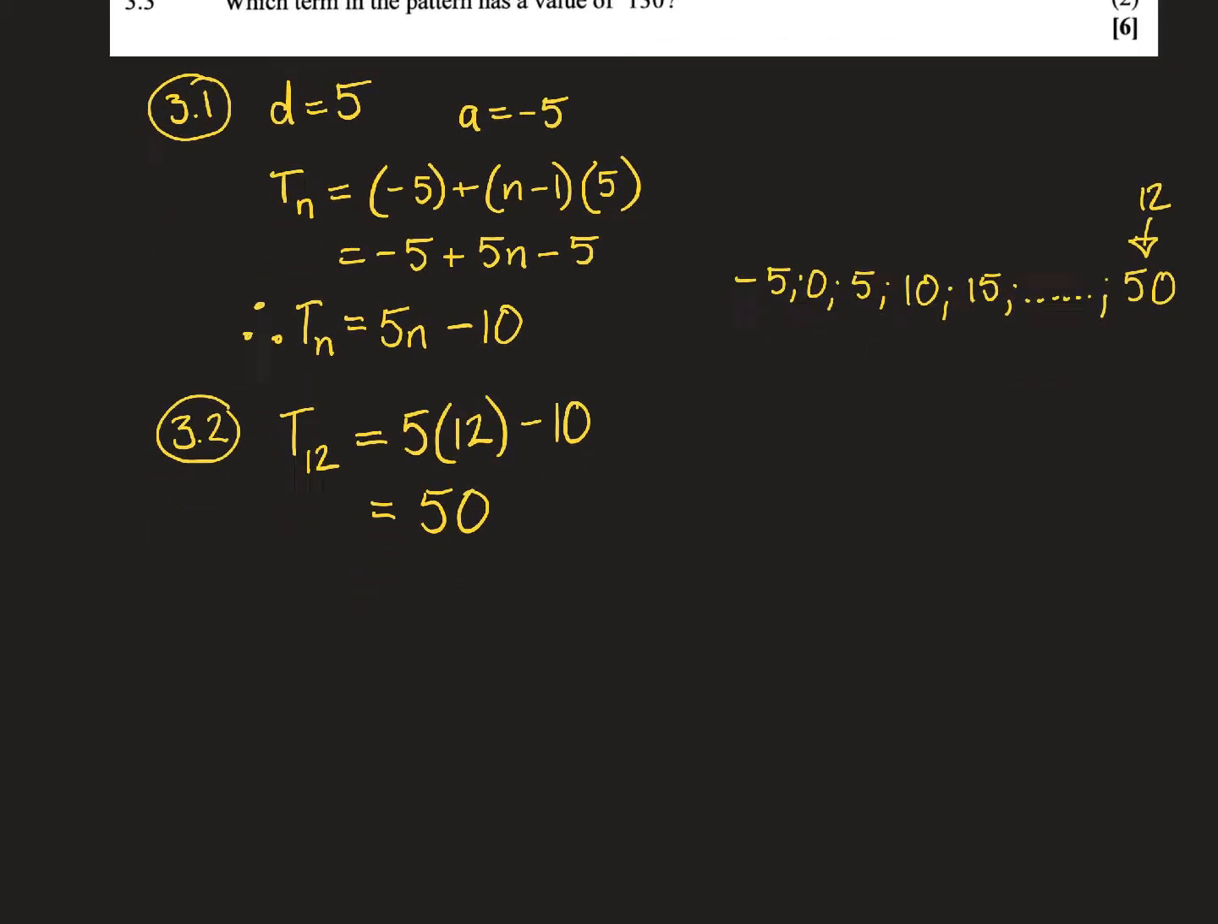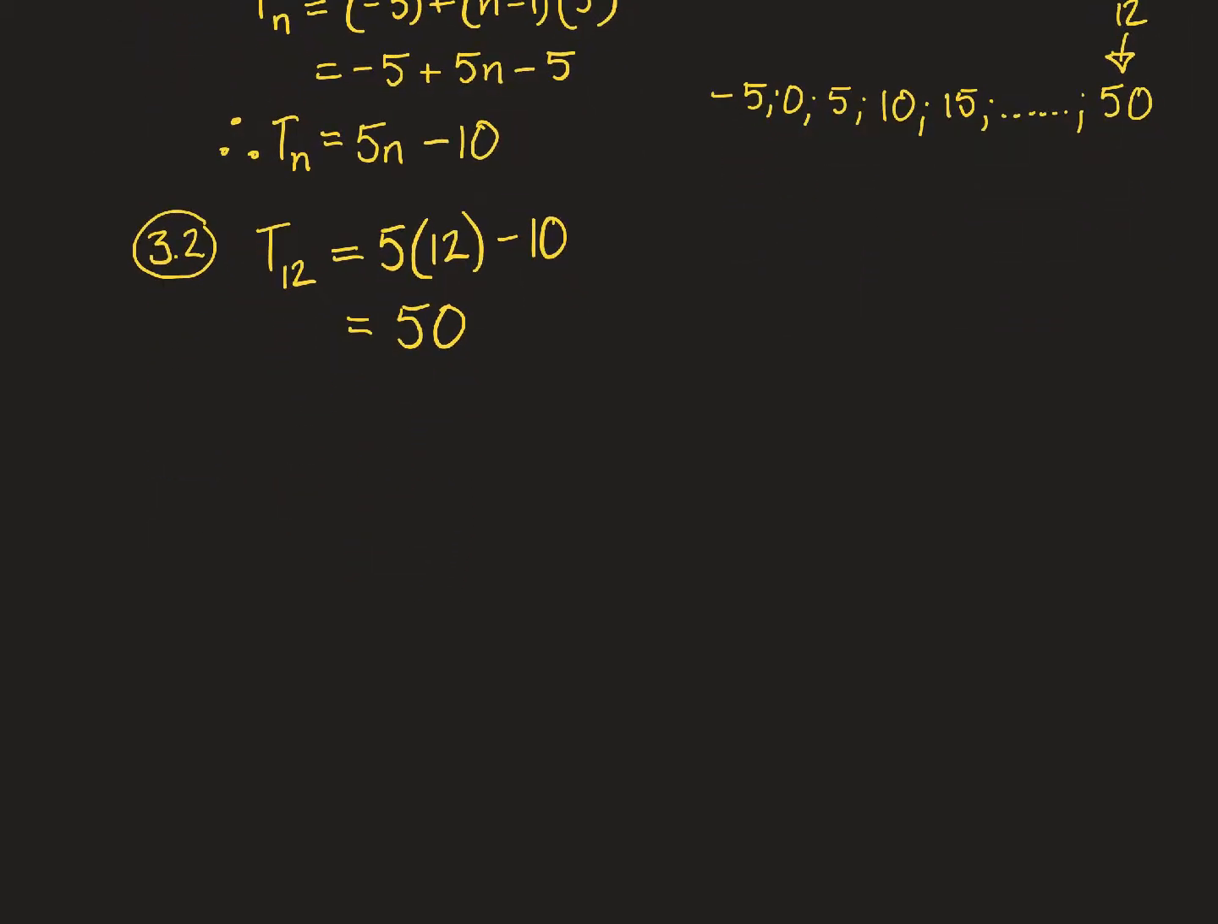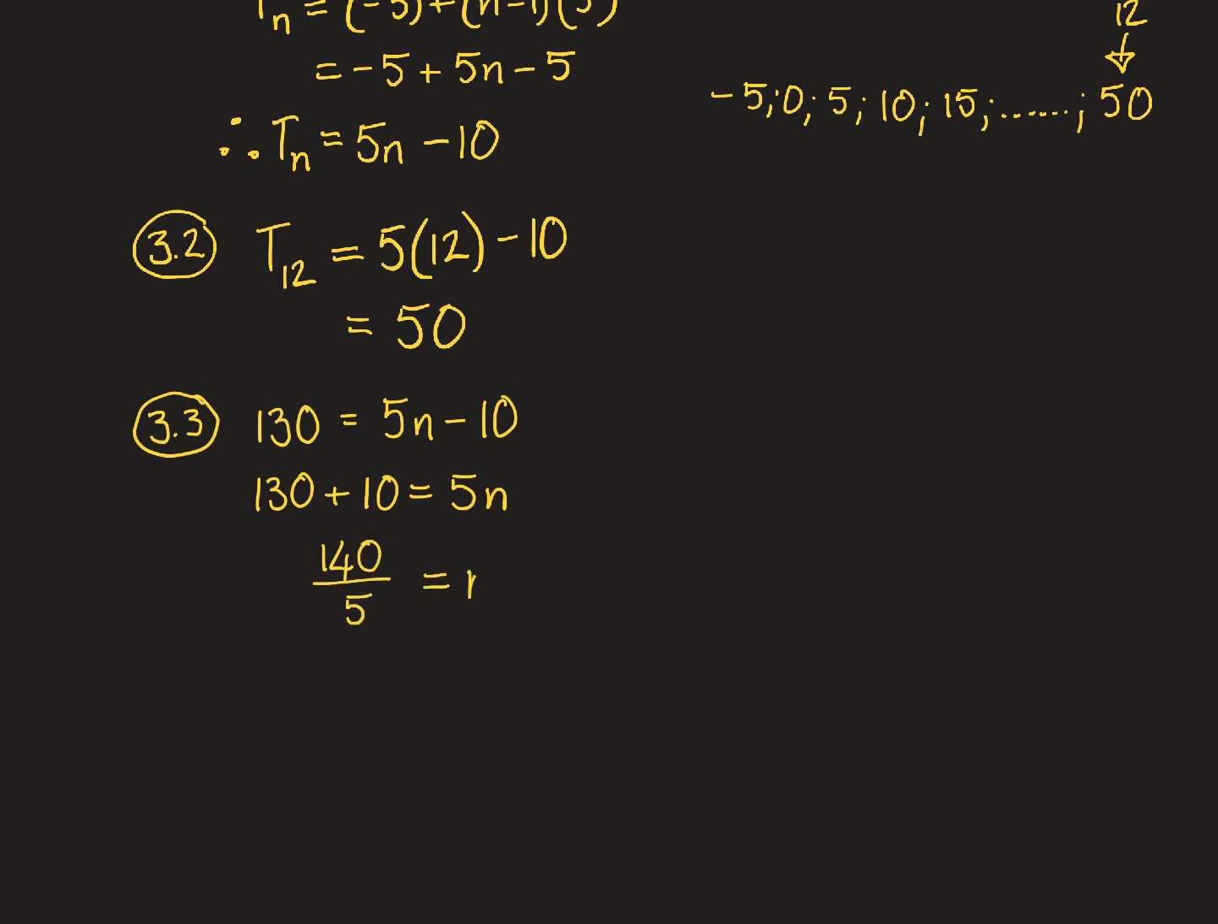The last part of this question asks us which term has the value of 130. So we write 130 is equal to 5n minus 10, and we've got to solve for n, so it's 130 plus 10, which is equal to 5n, and that'll be 140 divided by 5 gives us n, and that of course means that n is equal to 28.